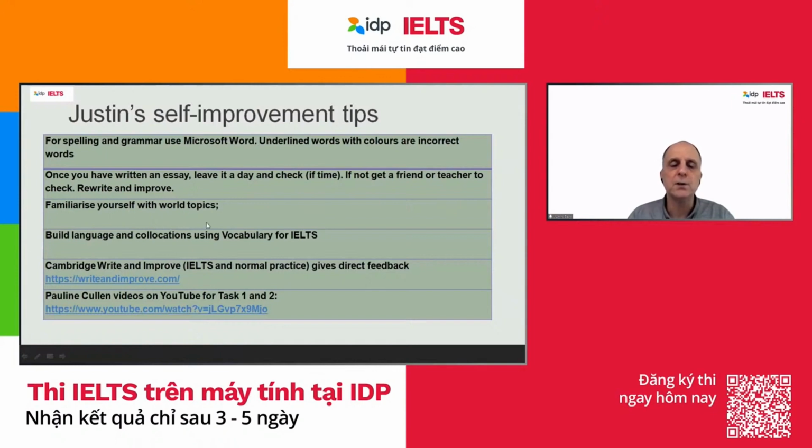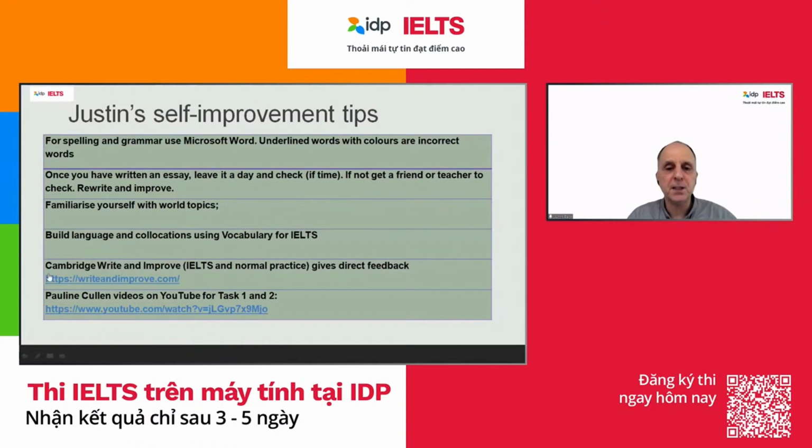Familiarize yourself with world topics. This is quite important. Many of you will be taking the IELTS soon. Simply look up online and see what's happening around the world. There's quite a lot happening at the moment. Some of the big topics in IELTS are obviously the environment, technology, education, and the media. These are big, big topics in IELTS as well.